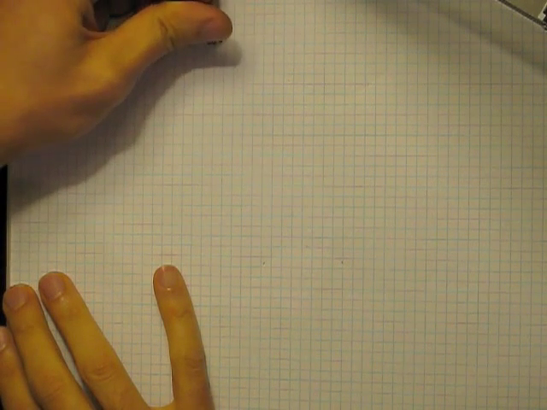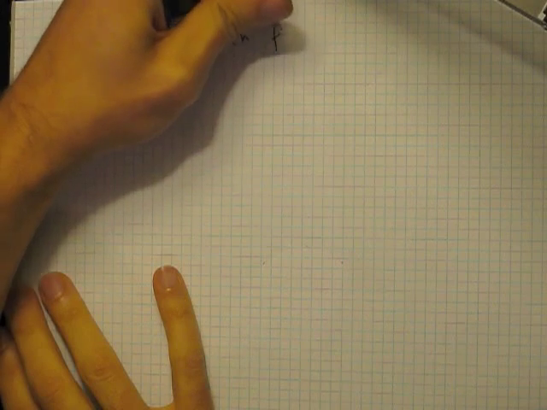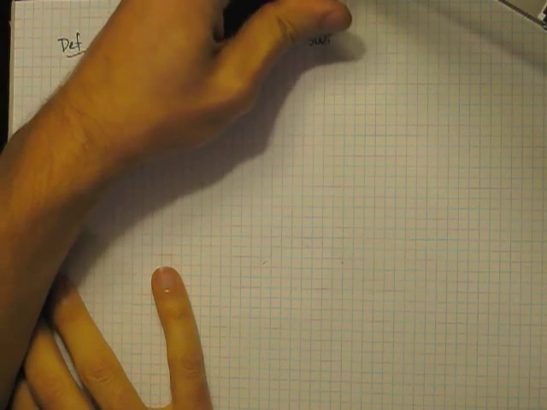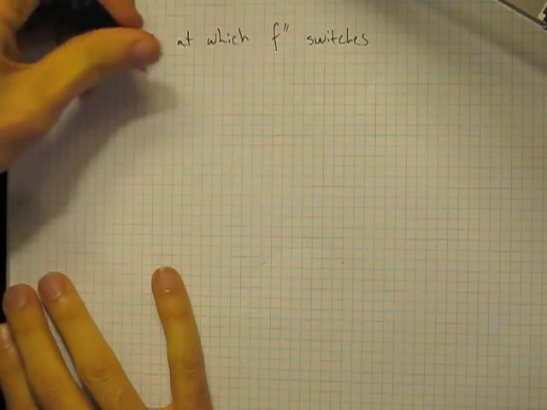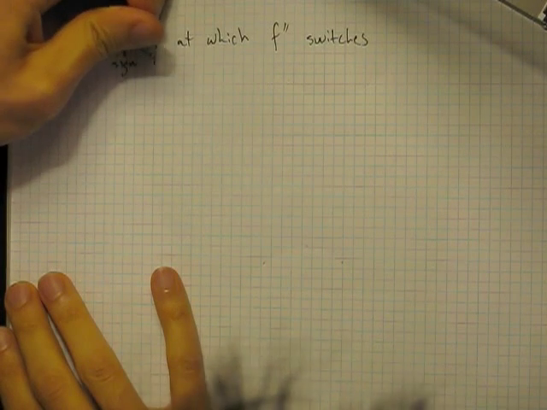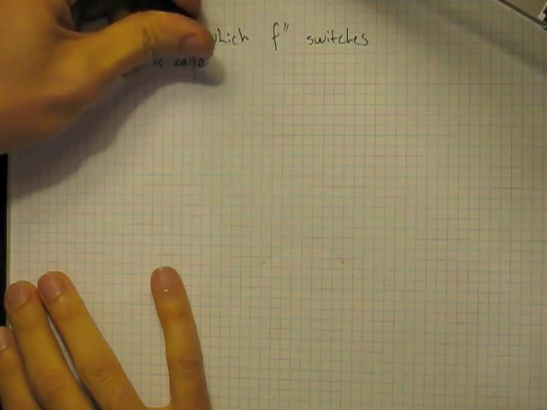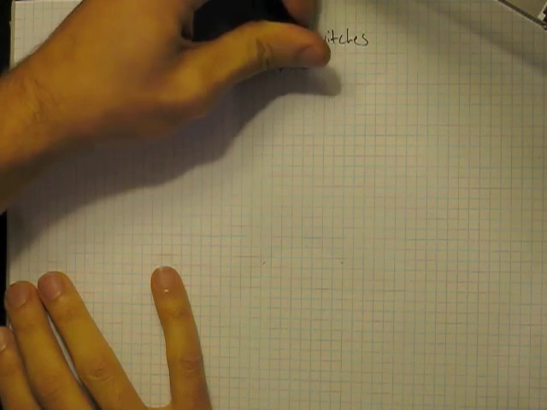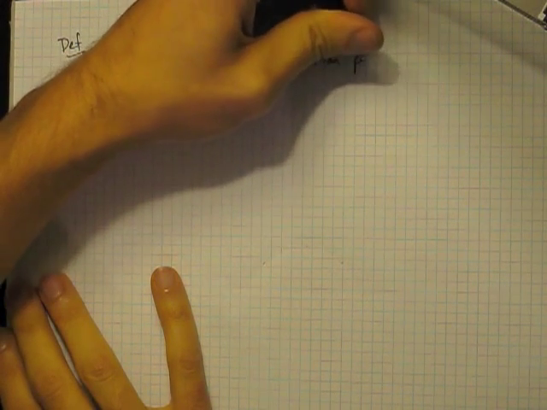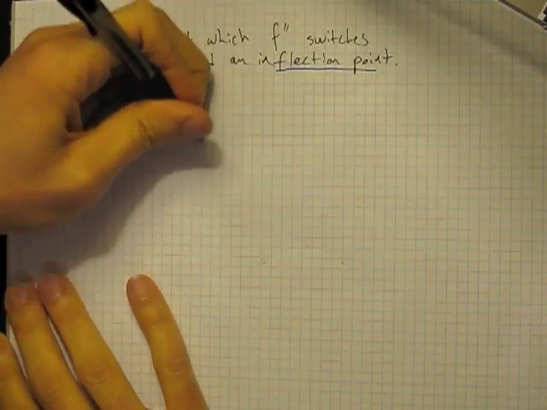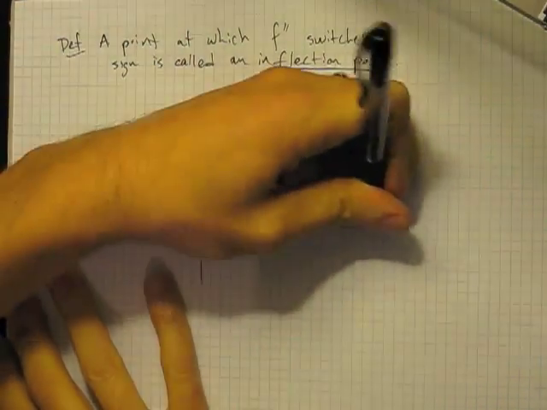A point at which f double prime switches sign is called an inflection point. Okay, let's draw a picture of an inflection point.